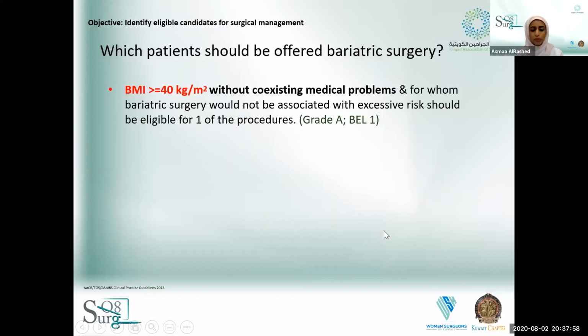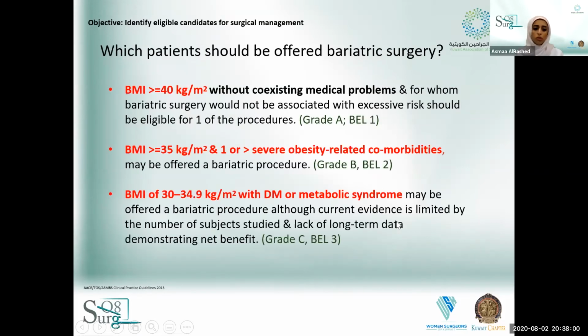Now we're going to move on. There are multiple guidelines and multiple societal bodies that focus on bariatric and metabolic surgery. For example, from 2013. So we're going to go chronologically, from before and moving forward. In the selection criteria for bariatric or metabolic surgery, slam dunk, everybody knows: BMI more than 40. With or without comorbidities, you can qualify.